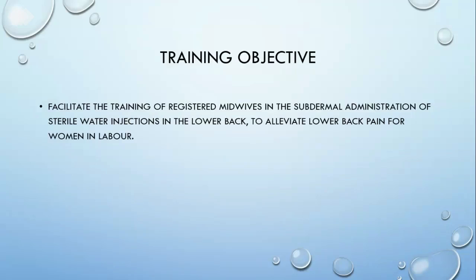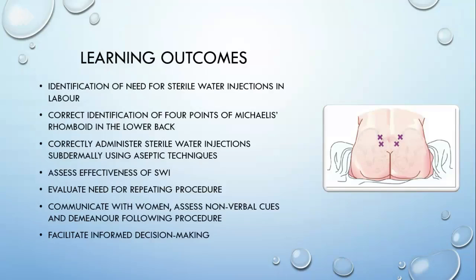So the training objective is to facilitate the training of registered midwives in the subdermal administration of sterile water injections in the lower back to alleviate lower back pain for women in labour. The learning outcomes are as follows. Midwives need to be able to identify the need for sterile water injections in labour. So when midwives are in a room with a woman in labour, if she has persistent lower back pain, or is not coping with the lower back pain, that is a time when they should be able to identify this and suggest to the woman, hey, why don't we try the administration of sterile water injections?